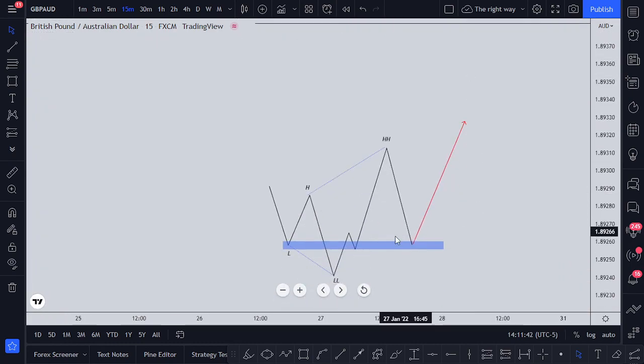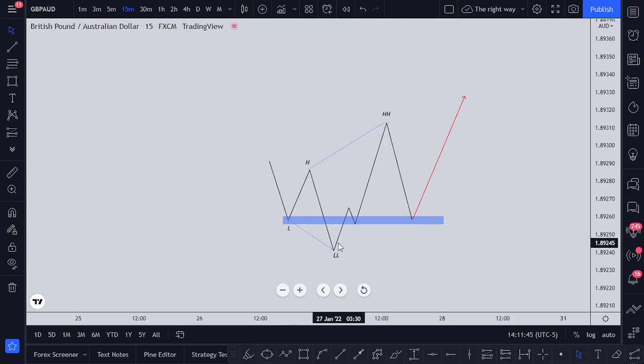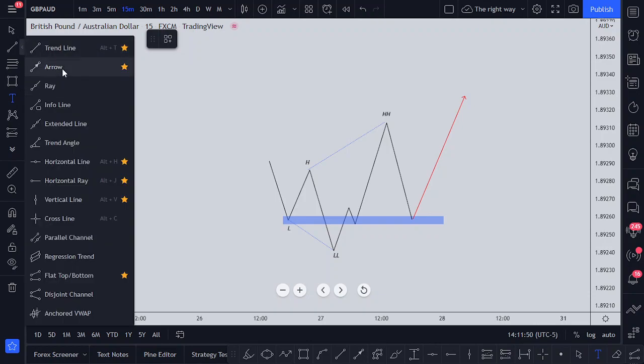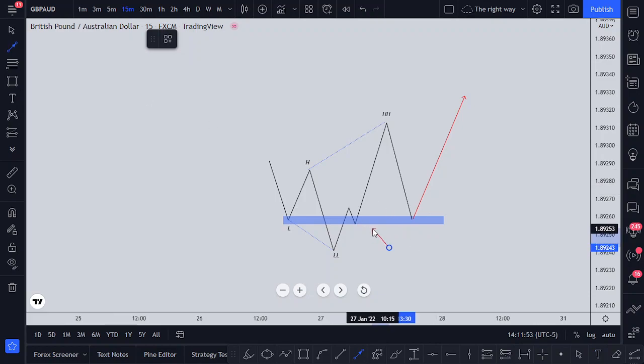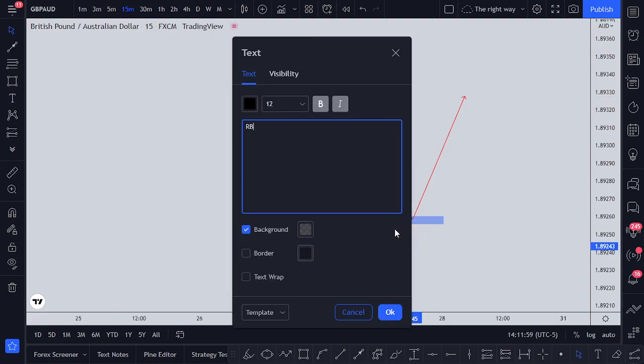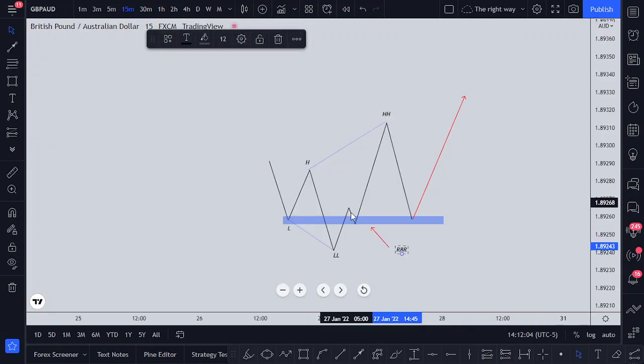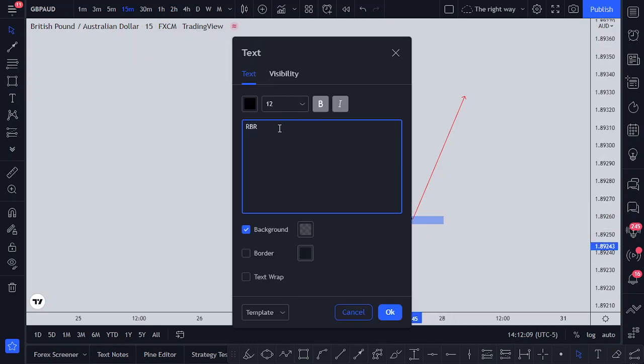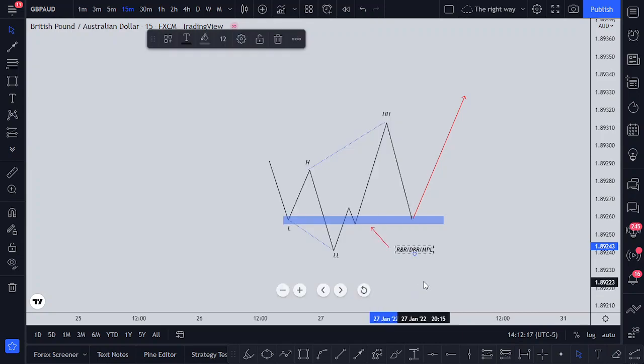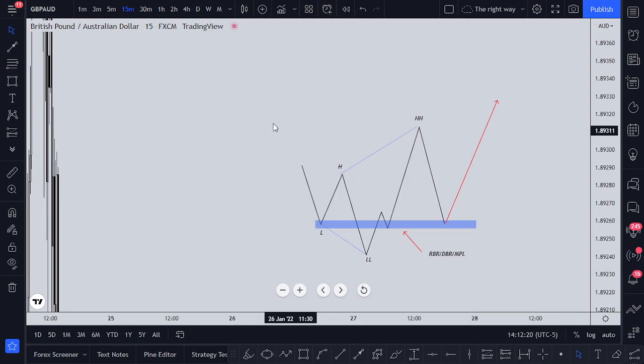Now, at this particular level, you should be able to see the rally-base-rally, potentially. Also, you can see the drop-base-rally, or also the MPL, for you at least to be confident enough.